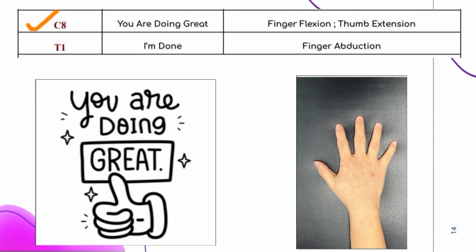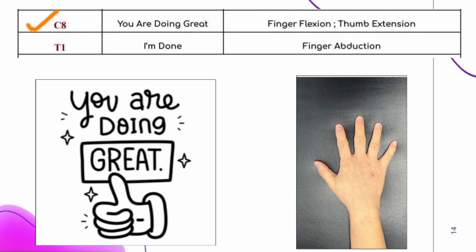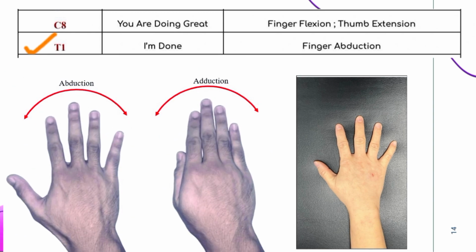C8, you are doing great. So while showing that you are doing great, you thumbs up. So in that there is finger flexion and thumb extension. T1, I'm done. So while showing that movement that I'm done, your fingers got abducted, likewise showing in the image.